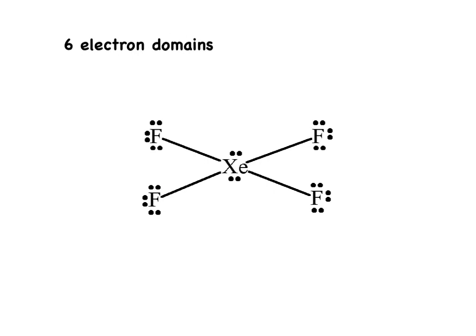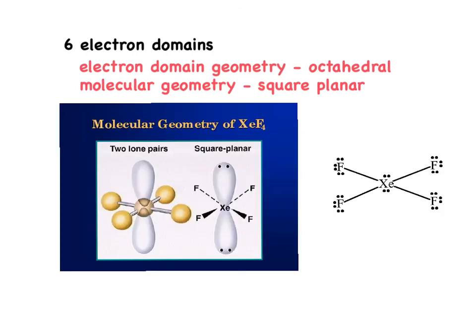Xenon tetrafluoride has 6 electron domains, 1, 2, 3, 4, 5, 6, and so its electron domain geometry is octahedral. But the 2 unshared pairs of electrons on the central atom are going to give us a molecular geometry that is square planar. And you can see how the unshared pairs, the 2 lone pairs on the central atom, are again in the same plane.